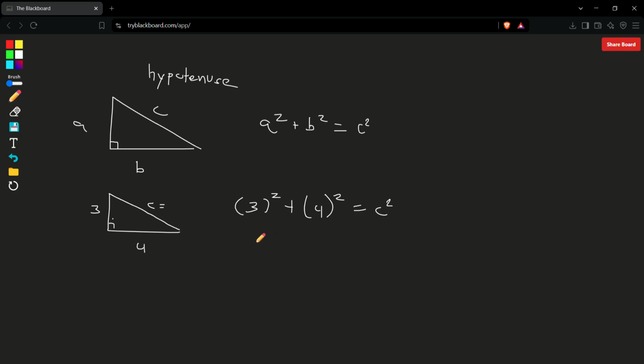So go back. 3 squared would be 9, plus 4 squared would be 16, and that would be the value of our c squared. That would be 25. But we're looking for the value of c, not c squared. So we have to take the square root of this, guys, and you would end up with c equals 5. So this would be 5.